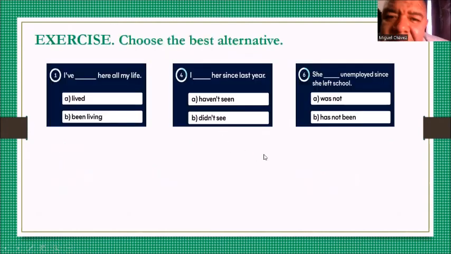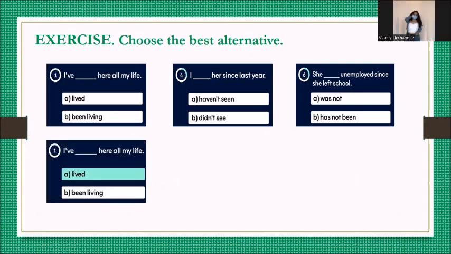Let's see if you understand more or less the structure of these tenses. A volunteer to choose the best alternative for number one, please. Yes, please, Vianney. Thank you. I've lived here all my life. Exactly, lived. Okay, thank you so much, Vianney.